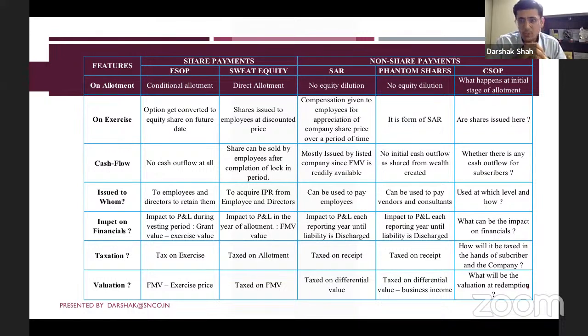Valuation: what will be the valuation at redemption? That's what I was speaking about. Let's say against 5 lakh rupees, the person is getting 7 lakh rupees. Now, what is going to be the taxation part of it? Whether 7 lakh is going to be taxable to the employee, the answer should be whether the full amount should be taxable, or 7 minus 5, what was contributed, should be taxable. Whether in the hands of the company 7 lakh will be allowed as a deduction or not.